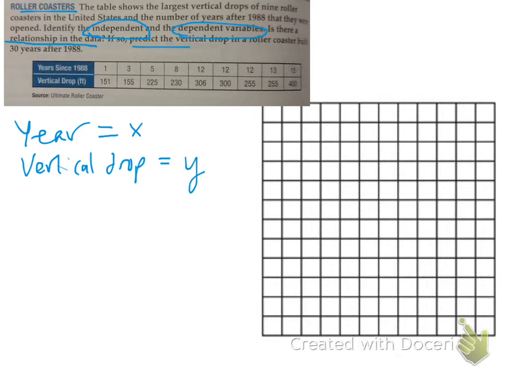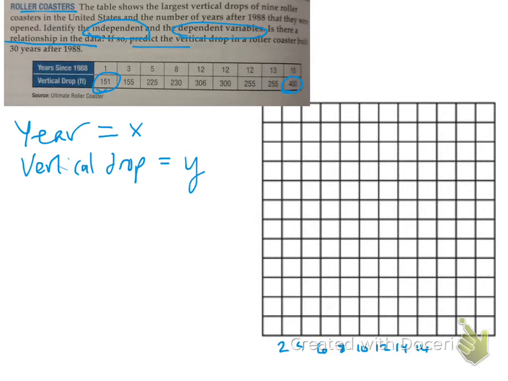So we're looking to see if there's a relationship in the data, and then we're going to make a prediction. All right, so when we graph this, the x-axis looks like we go 1, 3, 5, 8, 12, 12, 12, 13, 15. So maybe going by twos. All right, so I've got my x-axis labeled. Now on the y-axis, we're going by vertical drop in feet. I see that my biggest one is 400. My smallest one is 150. So maybe go by 50s.